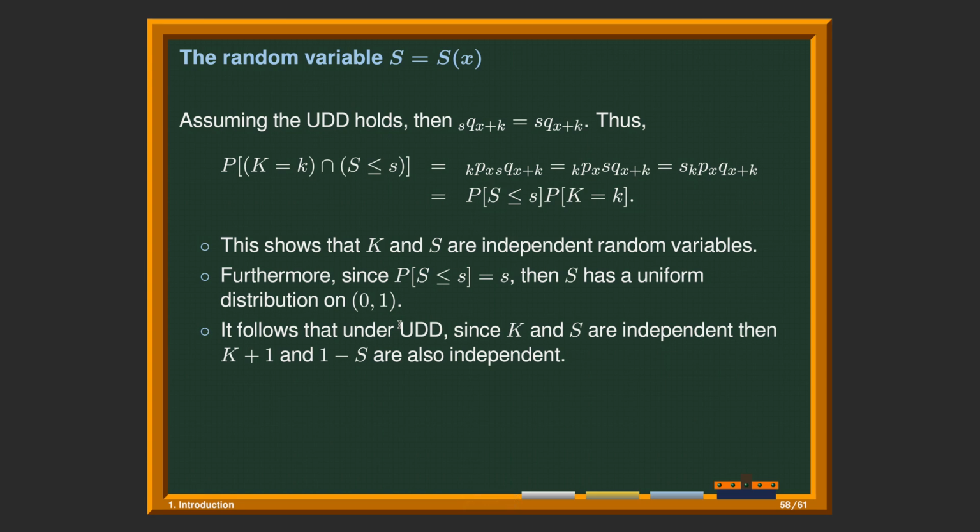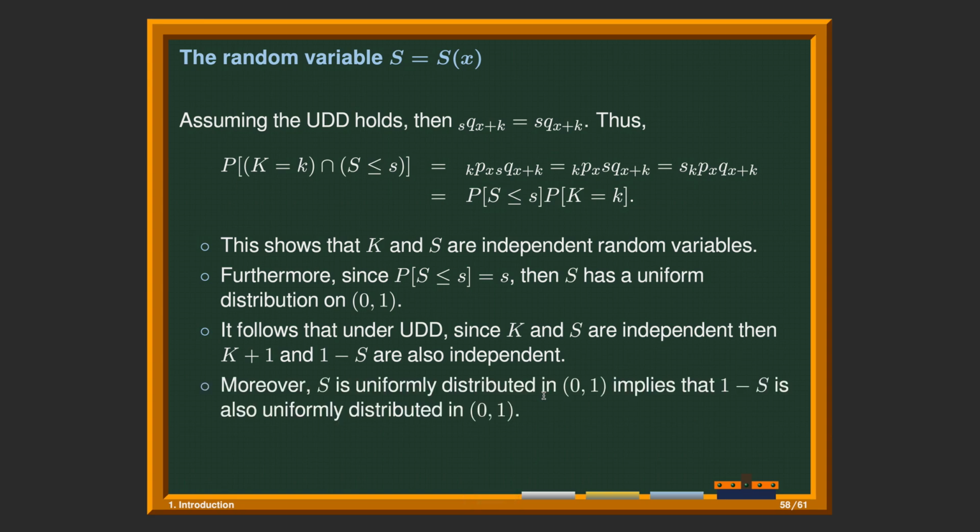And then some basic properties in probability, since K and S are independent, then any functions of K and S would also be independent. So since K and S are independent, then K plus 1 and 1 minus S are also independent. And then also, we note that S is uniformly distributed on the interval from 0 to 1. That would imply that 1 minus S is also uniformly distributed from 0 to 1.